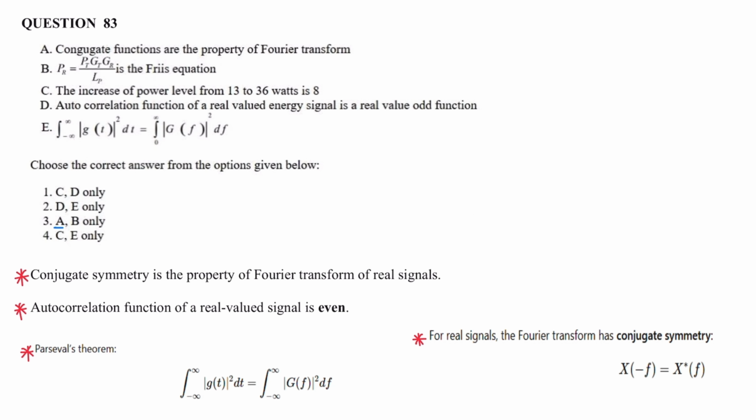Question number 83. Five different statements are given. Statement A. Conjugate symmetry is the property of Fourier transform of real signals. Statement A is correct. Next, statement B is related to Friis transmission formula.